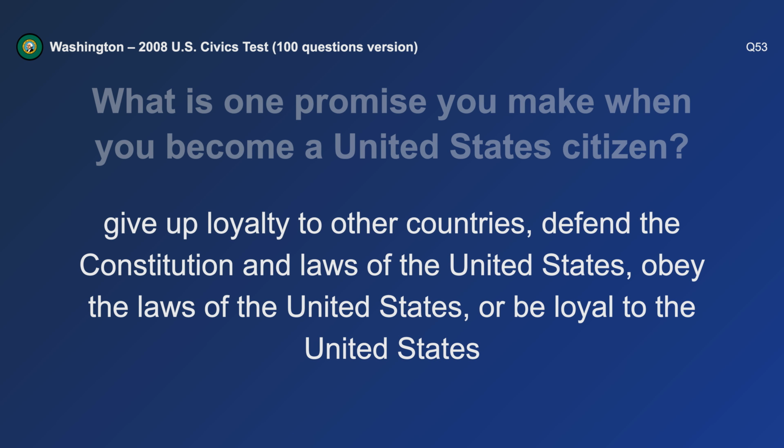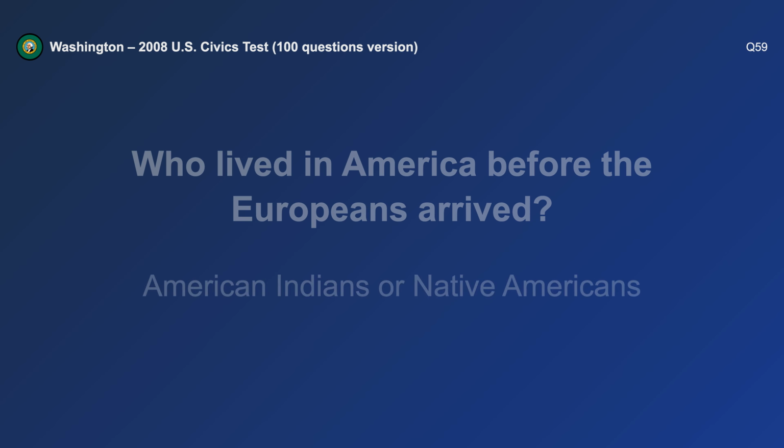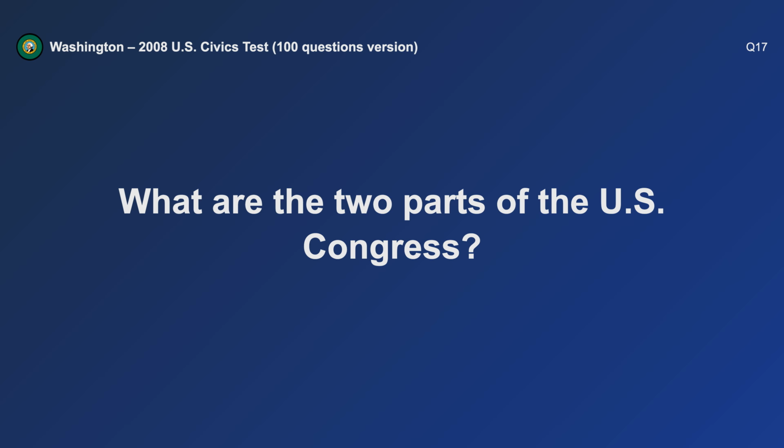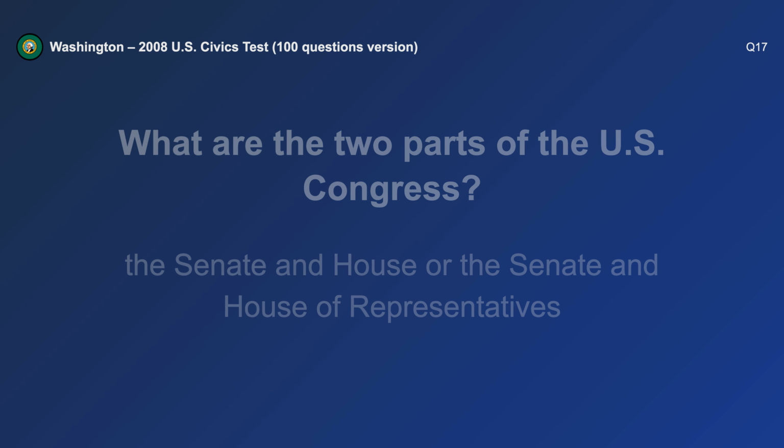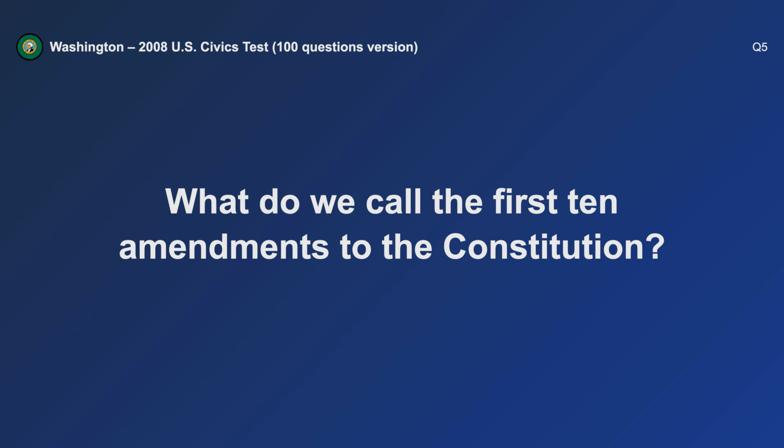What is one promise you make when you become a United States citizen? Be loyal to the United States. Who lived in America before the Europeans arrived? Native Americans. What are the two parts of the U.S. Congress? The Senate and House.